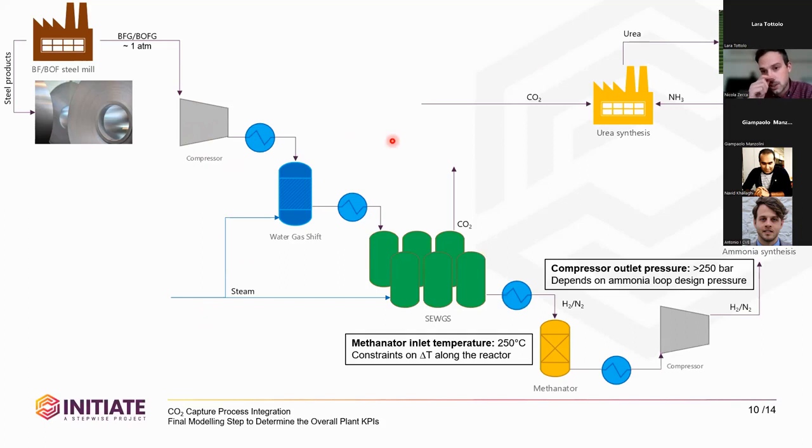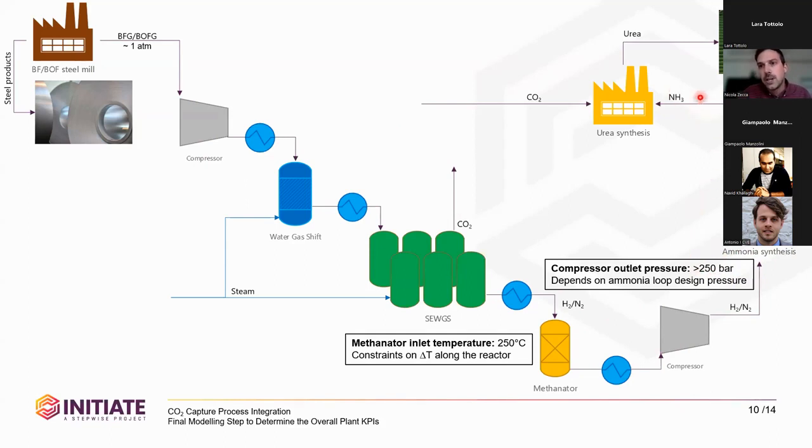The hydrogen and nitrogen stream then, before being used for the ammonia synthesis, should be treated in a methanator in order to convert the residual CO and CO2 present in this stream to methane, since the CO and CO2 are poisonous for the ammonia reactor. Then, after the methanator, we can compress the hydrogen and nitrogen stream to a pressure suitable for the ammonia synthesis, since the ammonia synthesis takes place at very high pressure.